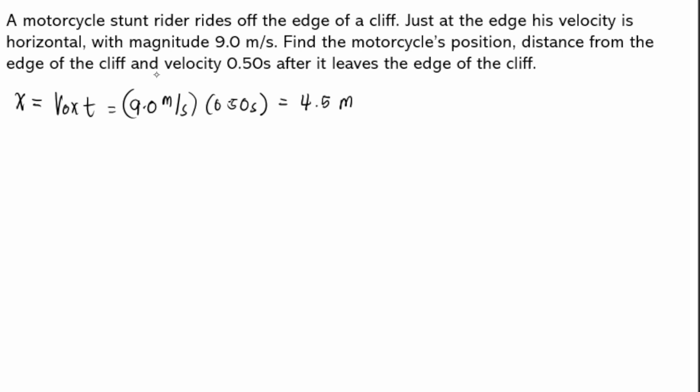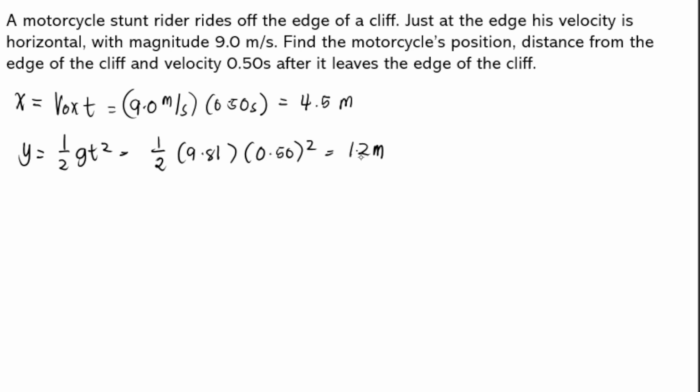So next, what is the distance from the edge of the cliff? So the distance from the edge of the cliff, in order for us to get that, so yung y, we have to use equation 1/2 gt squared. Okay? So 1/2 times 9.81 multiply by 0.5 squared. So the answer would be 1.2 meters. Okay, next is the velocity after it leaves the edge of the cliff.